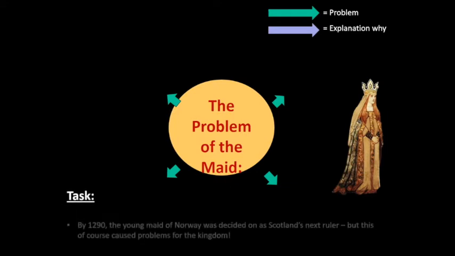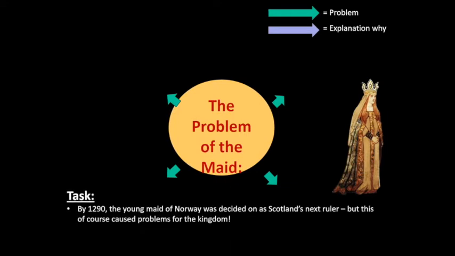In this section here, I would like you to build this mind map, build this diagram. So by 1290, when the Maid is grown up, she's about 6 or 7, the Maid of Norway has been decided on as Scotland's next ruler. This is a formal thing, this is what everyone expects is going to happen. But this, of course, is going to cause problems for our kingdom.